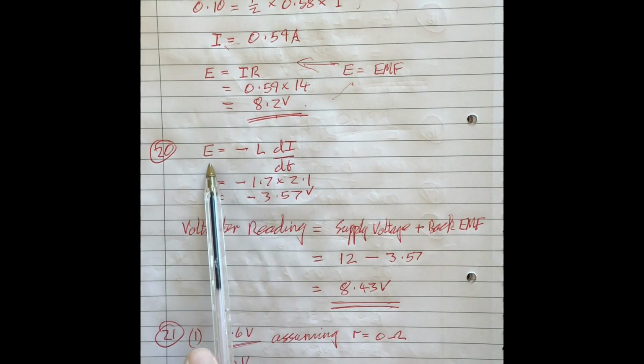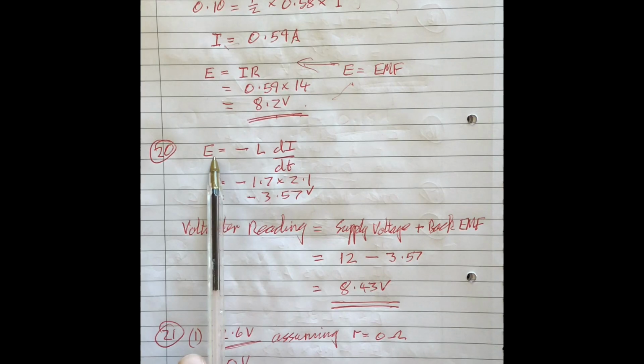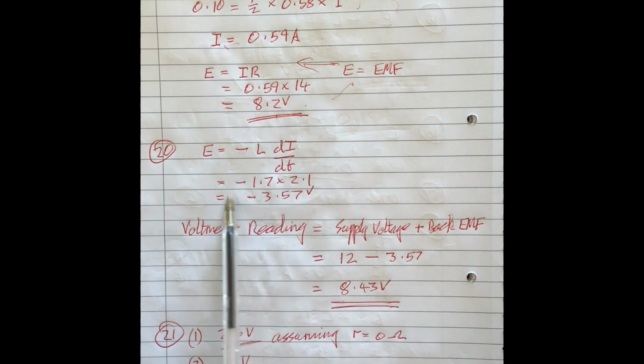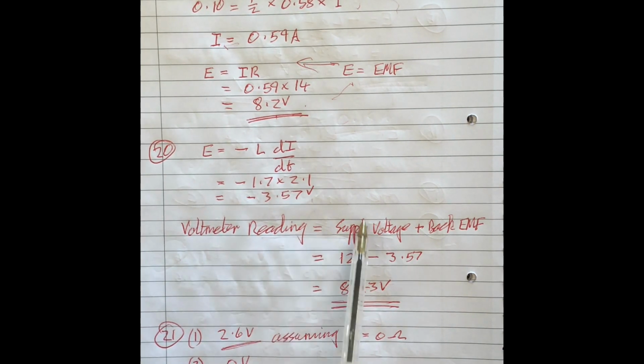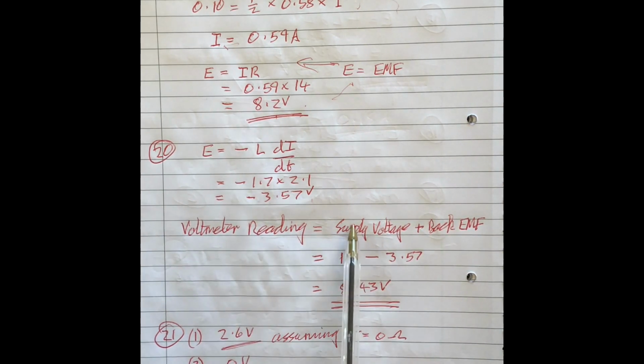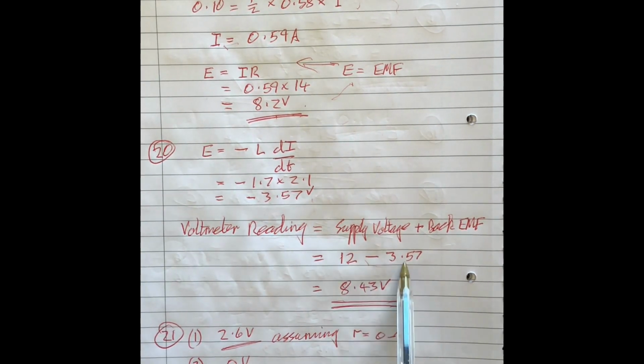Number 20, we're asked for the voltmeter reading. And this is where people can get themselves tied in a knot. So, we work out the back EMF due to the inductor, minus L di by dt, negative 1.7 times 2.1, negative 3.57 volts. What the voltmeter will read is the supply voltage, which is 12 volts according to the question, plus any EMF in the circuit, any other electromotive force. The voltmeter will read the total of the potential differences across whichever point in the circuit that you have connected the voltmeter. So it is 12 plus negative 3.57.